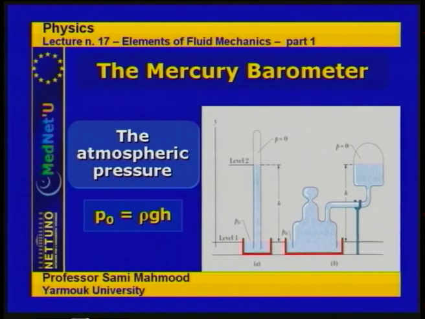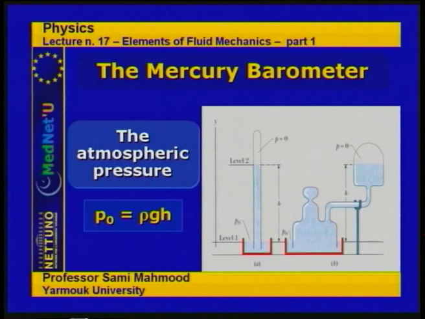And at level 2, the pressure over the surface of the mercury at that level is equal to 0, because remember that part of the tube was filled initially with mercury. So when the mercury dropped, no air came in. There is no gas. It's just the vapor of mercury that is filling that part of the tube, which has a very small vapor pressure, and we can consider it 0.